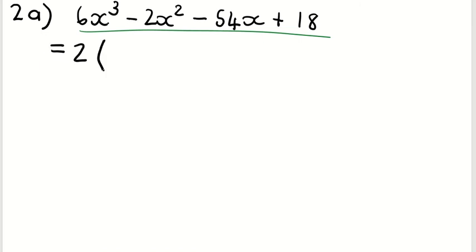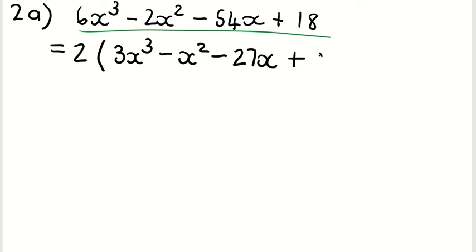So then I'm left with 3x to the power of 3, en dan minus x kwadraat, en dan as ek dit gedeel deur 2, nou wat ek eet, ek dink is 27x. Go check. Yes, 27x plus 9. Okay. So now I've taken out my common factor.